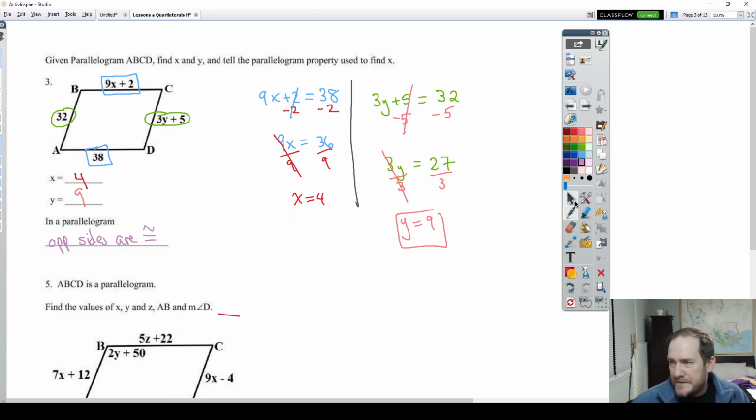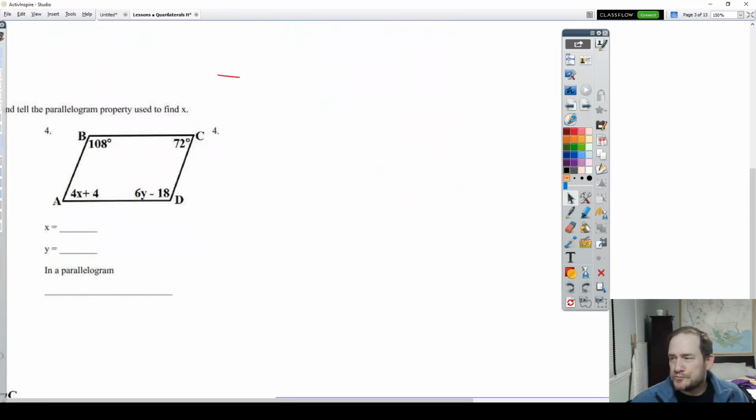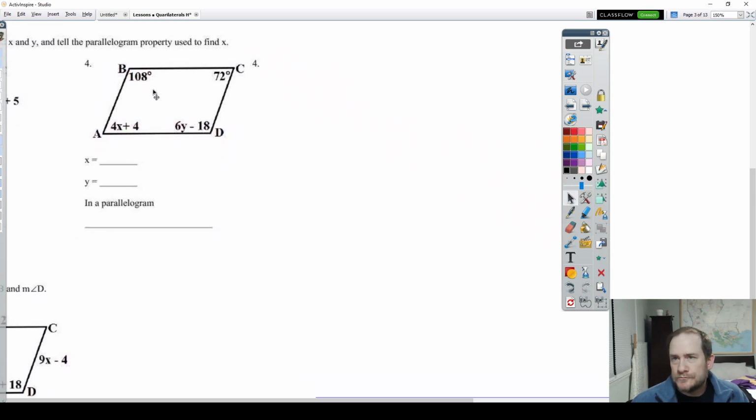If you need to copy that down, just pause the video because I'm going to scroll everything down now. But dragging this down, we're going to do number 4 now. And for number 4, we're still just solving for x and y. And in number 3, we were setting opposite sides equal to each other, but you can also set the opposite angles equal to each other, because they're congruent too.